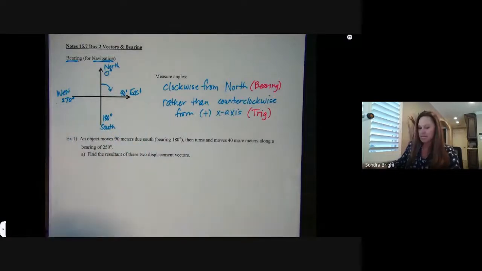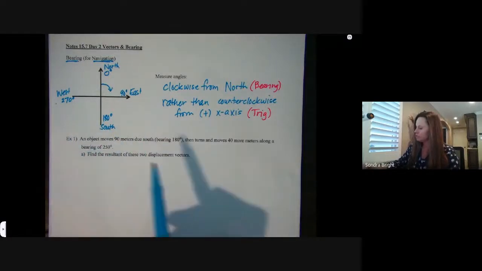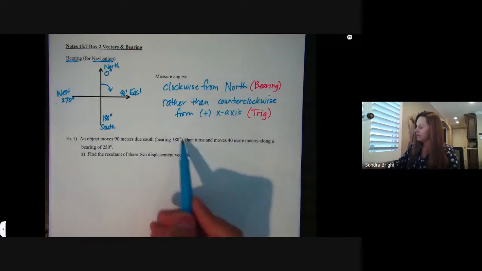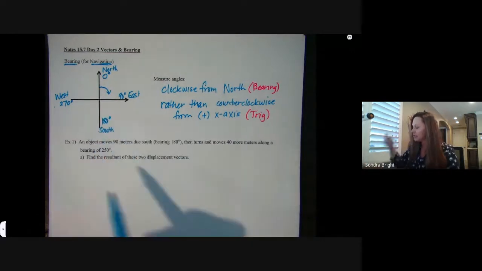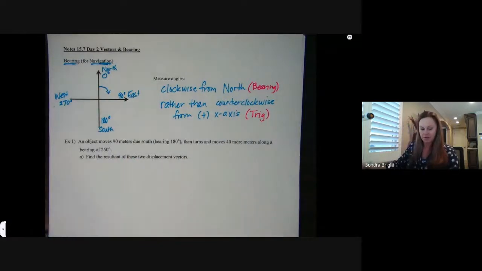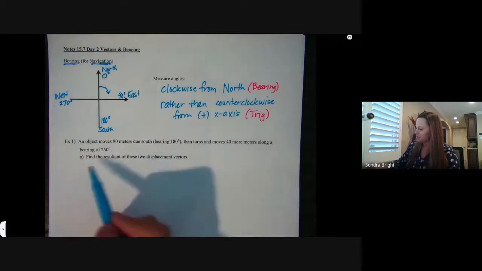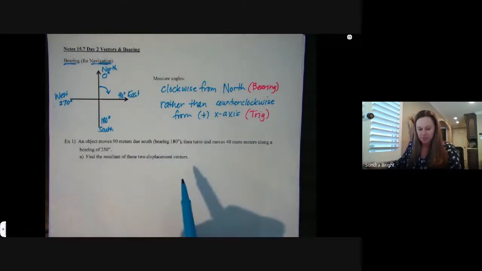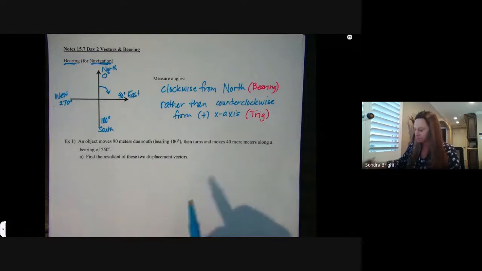Let's do an example. An object moves 90 meters due south with a bearing. That means the bearing is 180 degrees if you're going due south. And then it turns and moves 40 more meters along a bearing of 250 degrees. We're going to find the resultant of these two displacement vectors. So we're going to draw a picture.